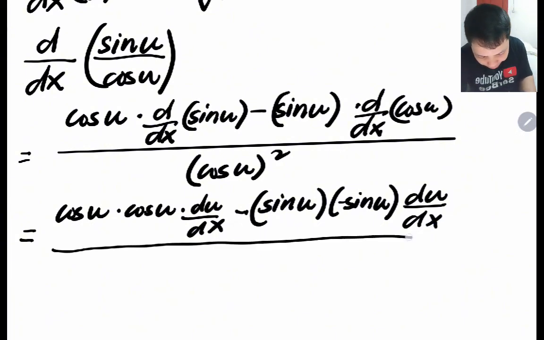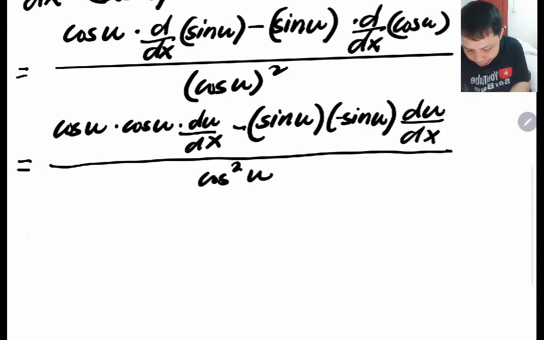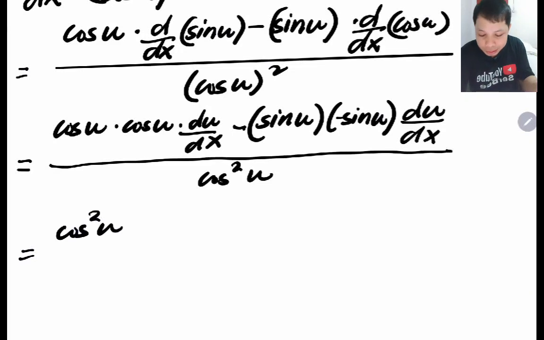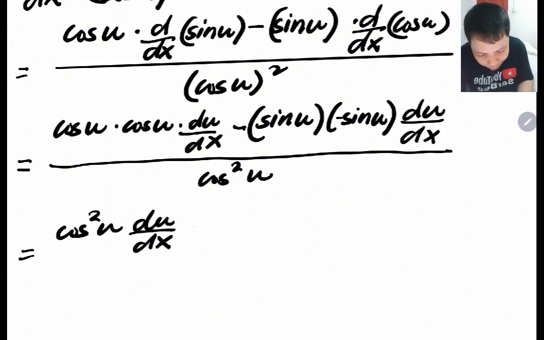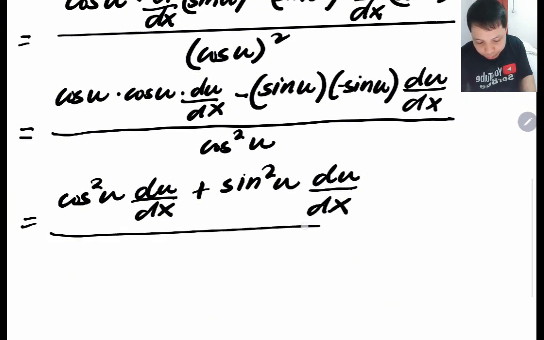Then all over, okay, the square of cosine of u is the same as cosine square of u. Again, ayusin natin itong equal sign. Dapat nakaganyan. So, simplify na tayo. Anong makikita natin dyan? Cosine square na yan, di ba? Kasi dalawang cosine. Cosine times cosine, cosine square, times du dx. Minus, minus minus, so positive na yan. Positive sine square of u times du dx. And then, all over cosine square of u.